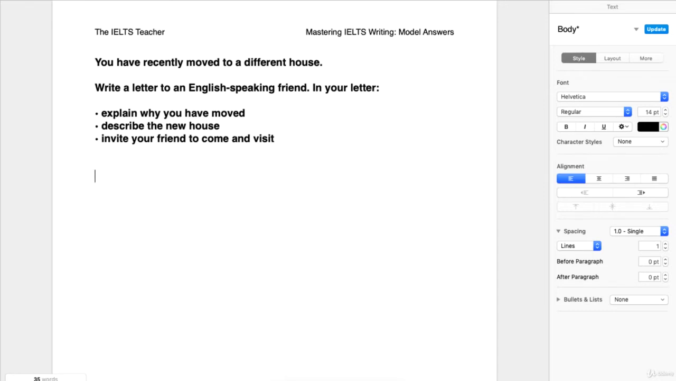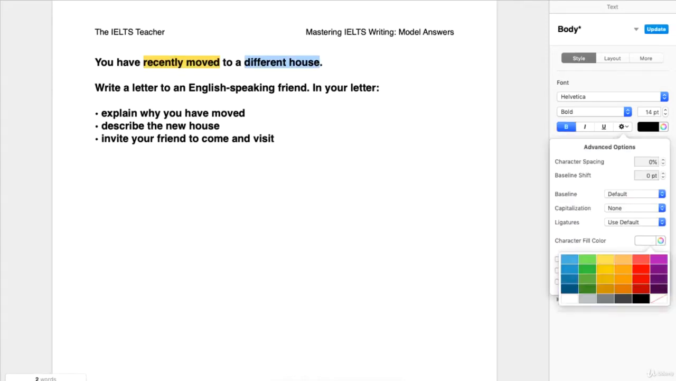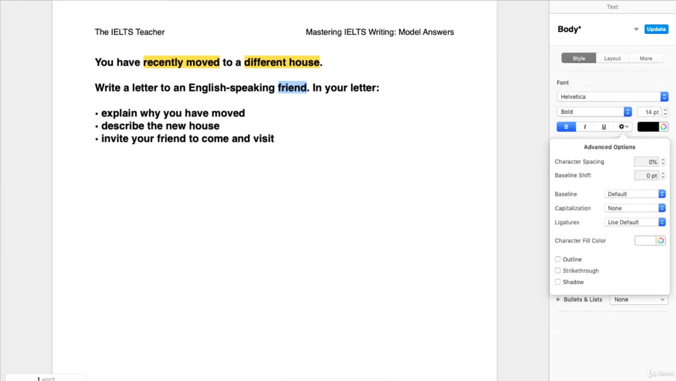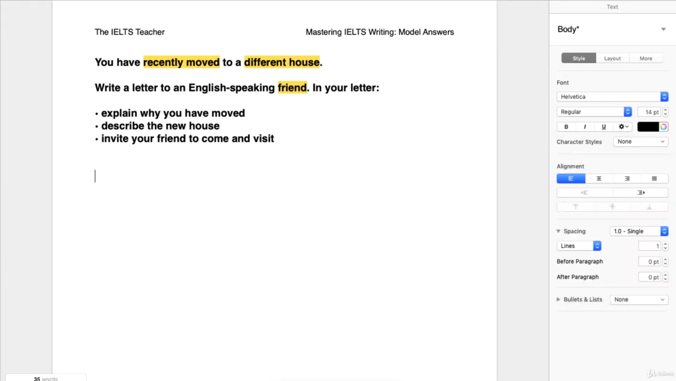So first of all, we're going to underline, highlight some keywords. Of course, this is not going to take as long as usual because it's a very short task, but we have recently moved to a different house. Nice and simple, really. And we're writing a letter to an English-speaking friend. We know they're English-speaking, but the friend part is important just for identifying the fact that it's an informal letter.